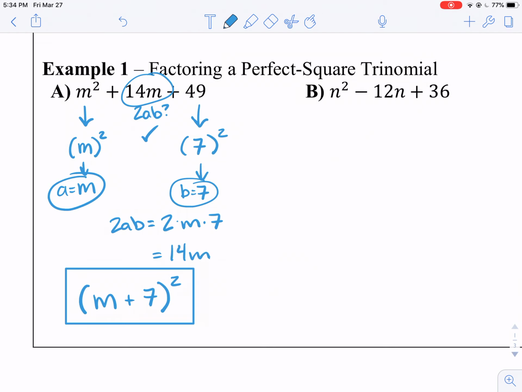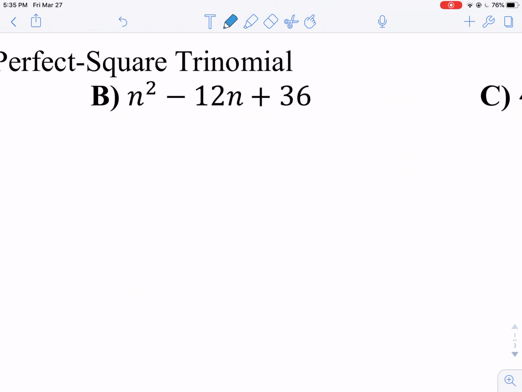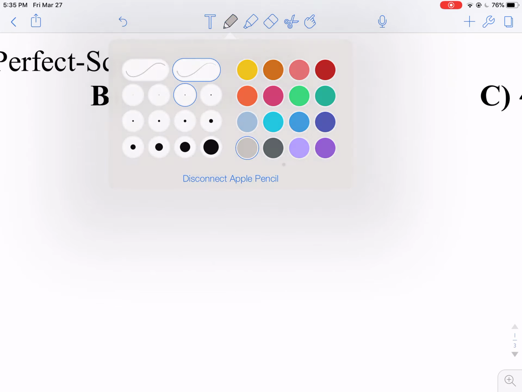So our process here was we looked at our first term. Is it a square? And our last term, is it a square? Yes, they were both squares. So then we found if our middle term equaled 2 times their square roots. And it did. Nice. So we have m plus 7 squared. Okay. So go ahead and try to do b by yourself.